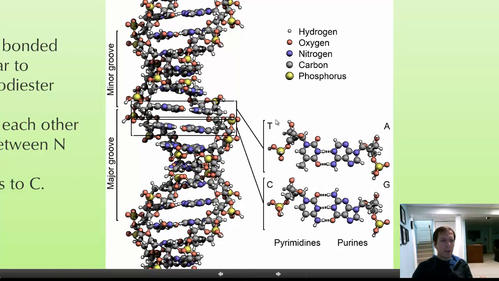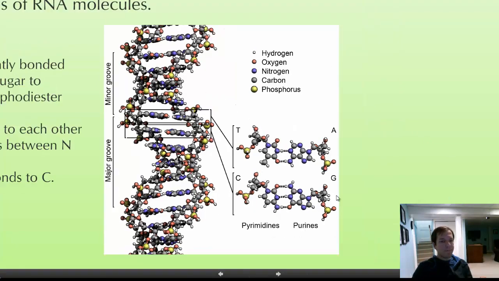Here you can see the colors representing the different types of atoms that are found in it. So you can see a nice array, a lot of nitrogen, a lot of carbon, a lot of oxygen, and then again those phosphoruses there in yellow. So it's a fairly diverse molecule in terms of its atomic composition.